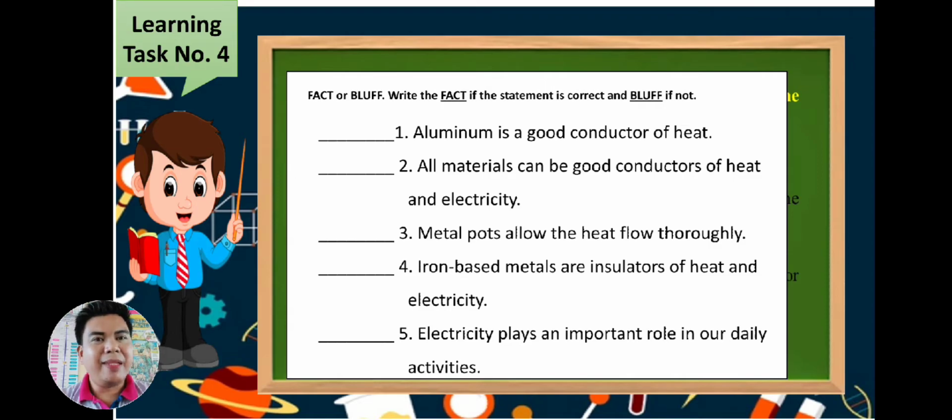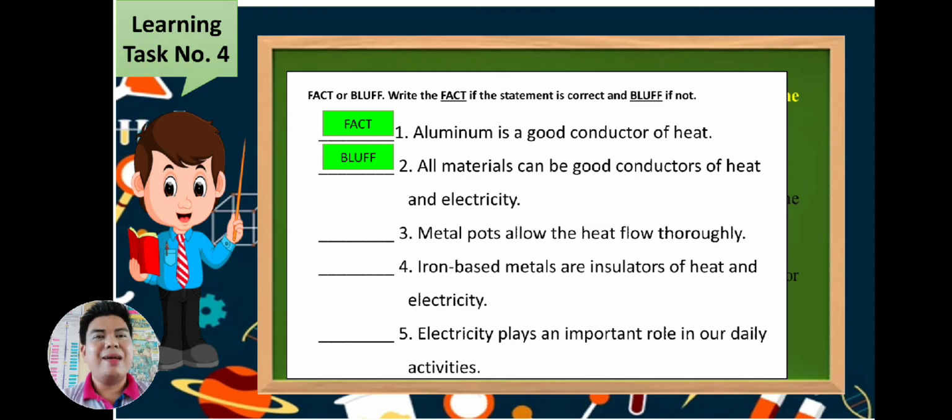By answering pack or bluff. Write fact if the statement is correct and bluff if not. Number 1. Aluminum is a good conductor of heat. What is our answer? Fact. Number 2. All materials can be good conductors of heat and electricity. Our answer is bluff. You got it.